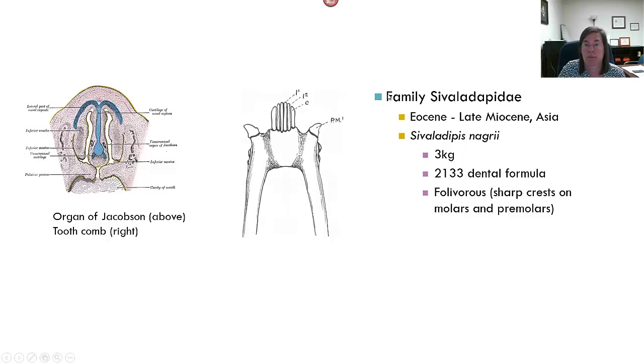The last family I want to mention within the Adapoids is the family Sivaladapidae, and it's in the Eocene to late Miocene in Asia. Sivaladapis nagrii. It's 3 kilos, 2133 dental formula, and it's folivorous. We see that based on sharp crests on its molars and premolars. So this is the first family where we're really seeing a reduction in the number of premolars.